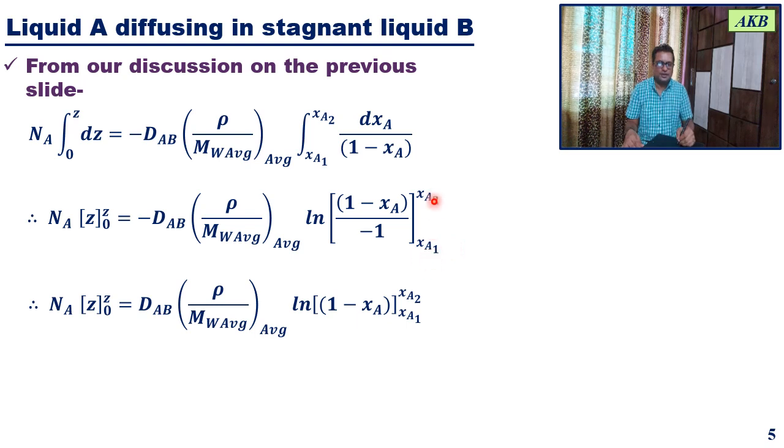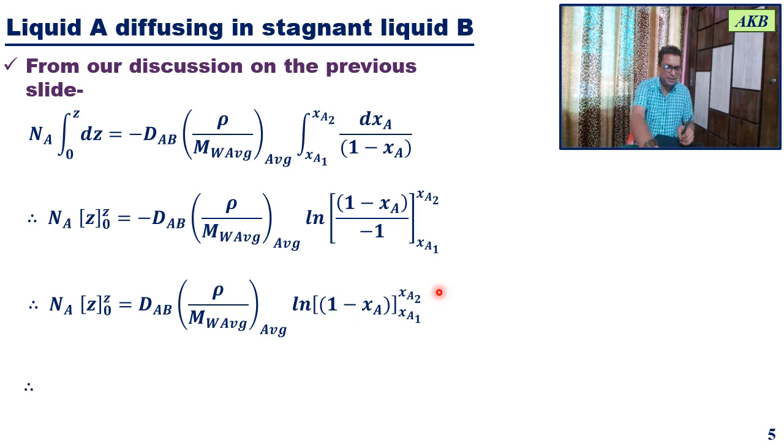Limits are from xA1 to xA2. So in the next step, what is done, you see, this is negative, this is minus, and there is one more minus sign, so minus minus becomes plus, and you have this step. Therefore N_A times z from 0 to z is equal to D_AB rho upon M_W average ln of 1 minus x_A, where the limits are from x_A1 to x_A2.